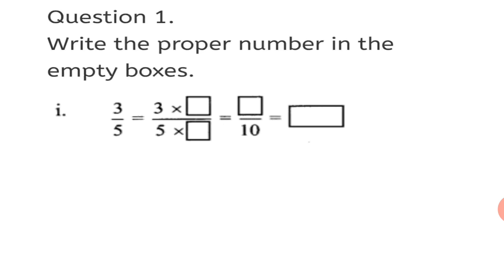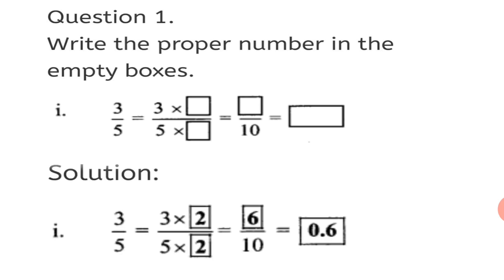Write the proper number in the empty boxes. 3 upon 5 is equal to, here we know that 5 twos are 10. Since 5 is multiplied by 2 in the denominator, 3 also will be multiplied by 2. Numerator, denominator, the number multiplied should be the same. So 3 twos are, we got the answer 6. 6 upon 10 gives us, count 1 zero and place a decimal point. So before 6 we place a point, and then we write a 0 in the integer's place. So 0.6 is your final answer.